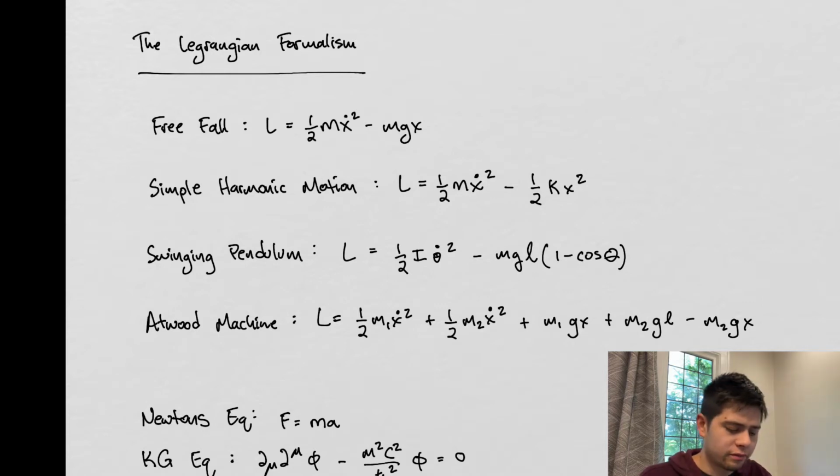Other types of Lagrangians are, this is a Lagrangian for a brick on a spring, traveling in simple harmonic motion. So we have, again, our kinetic energy minus our potential energy. Right here we had our kinetic energy minus our potential energy.